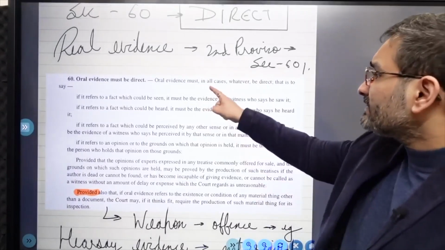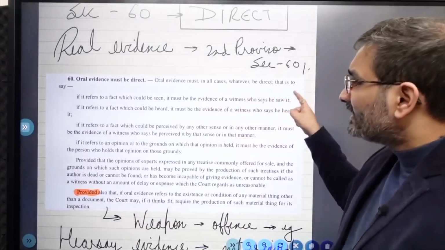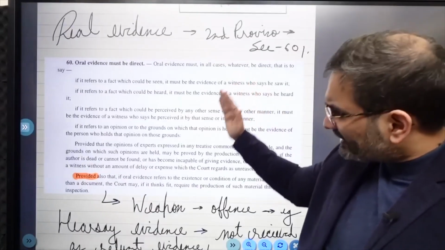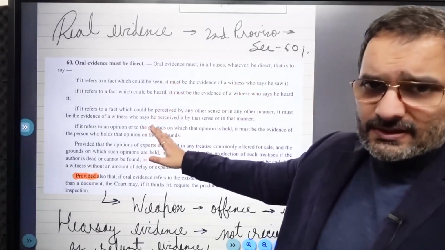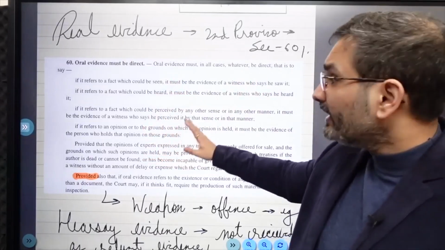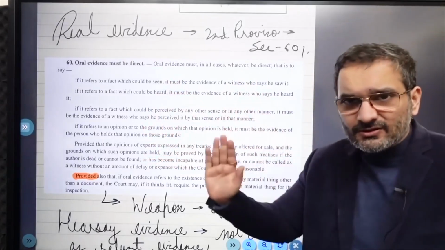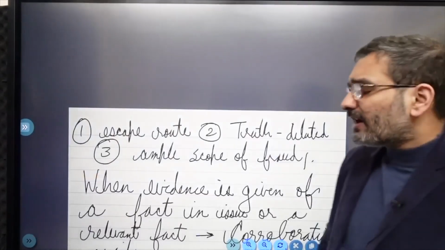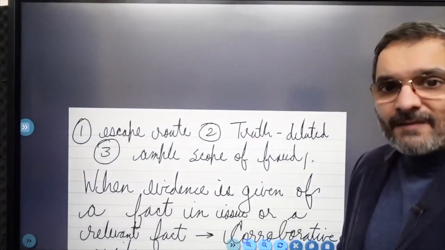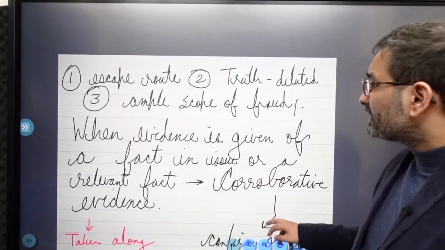So oral evidence must in all cases whatever be direct, that is to say, अभी यहाँ पे I think section 60, I think I'll just stop here of not going into the depths of section 60 क्योंकि इसके ऊपर हमने बहुत ज़्यादा काम करना है. तो अभी I'm just introducing the overall structure आपको, ताकि ये terminology पता हो, ताकि हम आगे जब काम करें तो ये सब मुझे बार बार बताने की ज़रूरत नहीं पड़े.